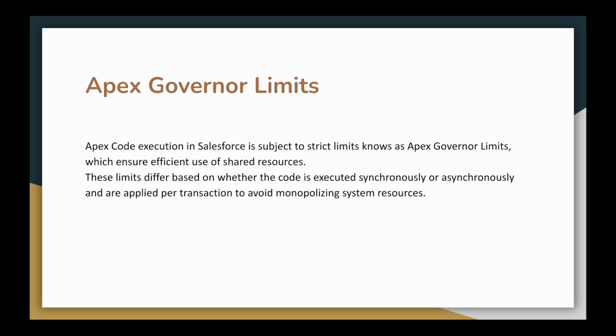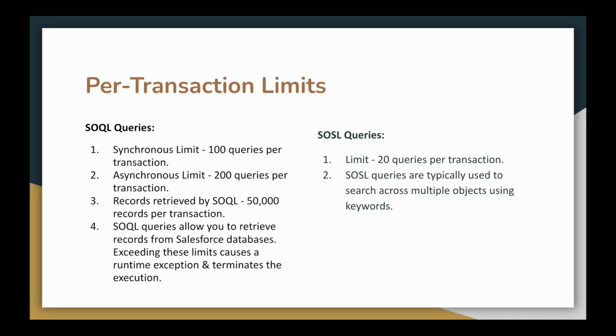Whenever we are executing our Apex code, it ensures that it is using its resources very efficiently, and limits are applied. So those limits which are applied to Apex code execution are known as Apex governor limits, and these limits differ based on whether the code is executed synchronously or asynchronously and are applied per transaction to avoid monopolizing the system resources. So let's see what kind of transaction limits we have in Apex governor limits.